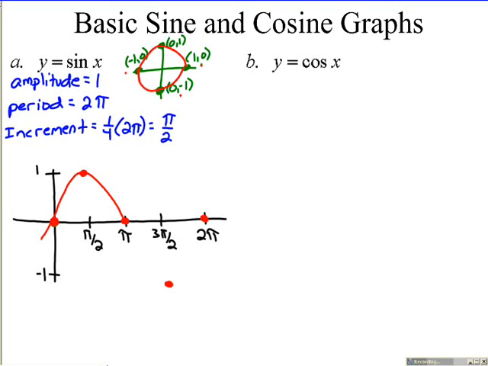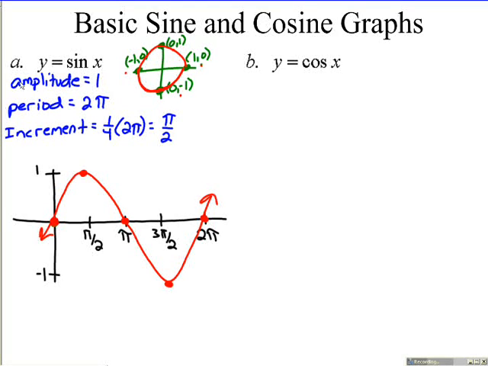When we get up here and we get into quadrant 3 and go into quadrant 4, we see that sine is negative, which we can see here on our graph. It dips below the x-axis for negative values. So there's our graph of the sine function.